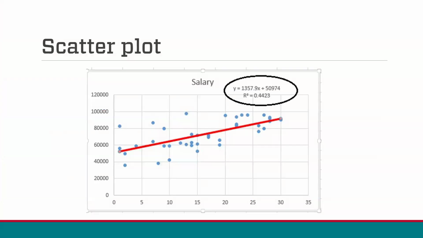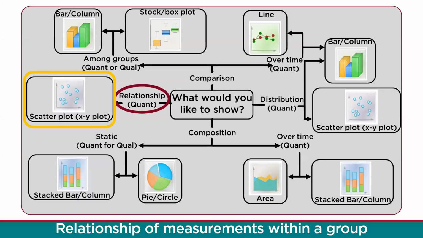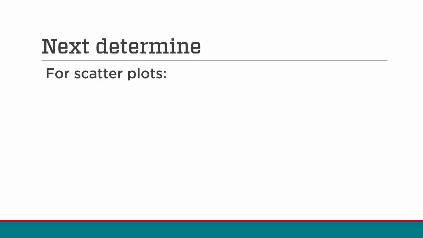Now on to scatter plots. So let's go back to our graph for selection. In our first graph, we wanted to compare measurements between groups. Now we want to look at the relationship of weight and age of the bears. So we've selected the relationship scatter plot.